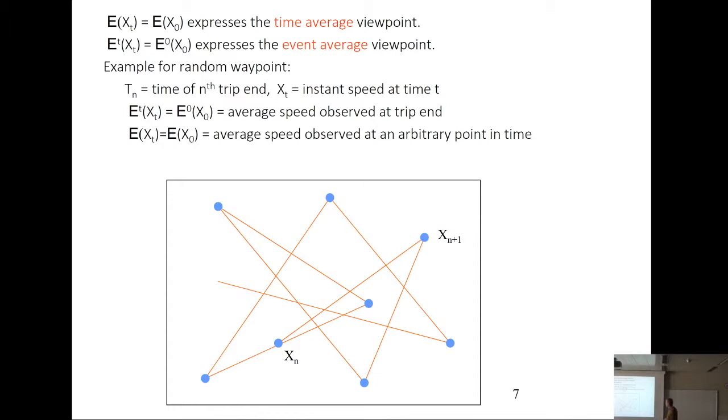So if I decide to have a small speed on this segment here, I will stay for a long period on this segment. So if I ask at an arbitrary point in time, what's your speed? I'm more likely to find small speeds than large speeds. This is what we have seen in the lab.